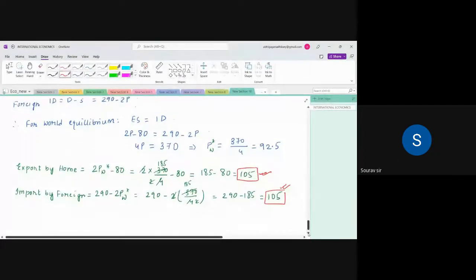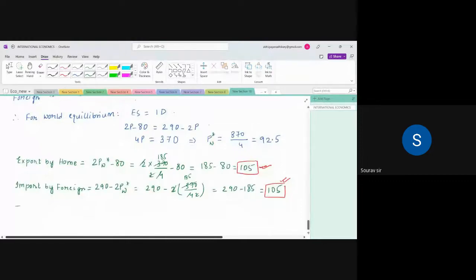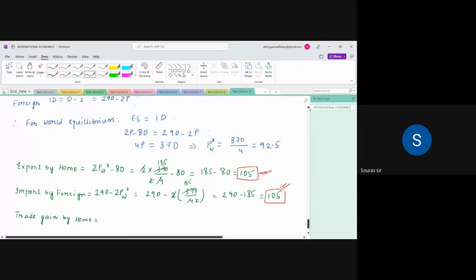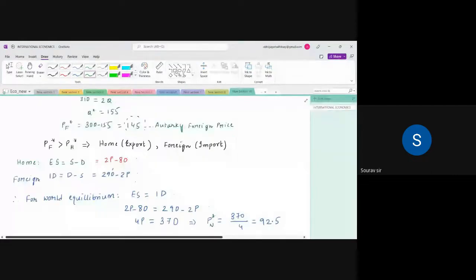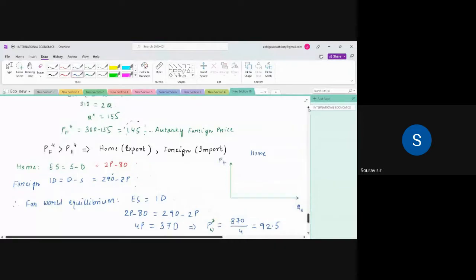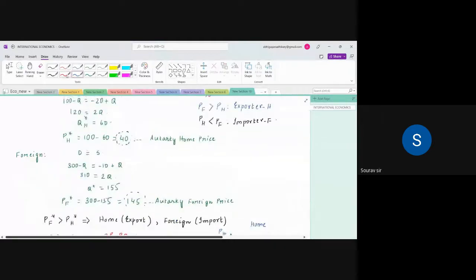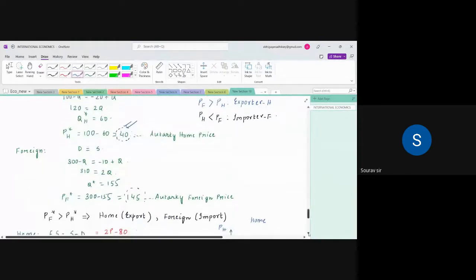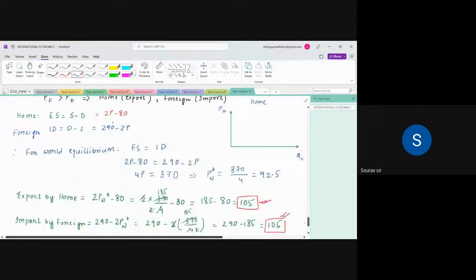Now, let's say, what is the trade gain? What is the trade gain by home? How do we find this out? Let's analyze the situation for home once. If we can draw a small graph for home, so this is the quantity that the home will have, and this is the price. If you look at the values that we have obtained, the autarky price of home is 40, and the price at which it trades is 92.5.